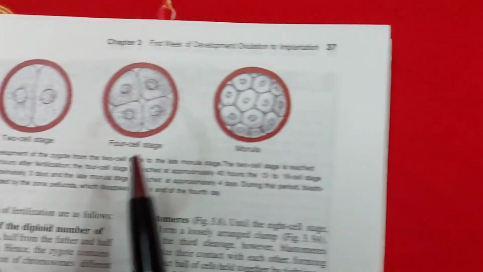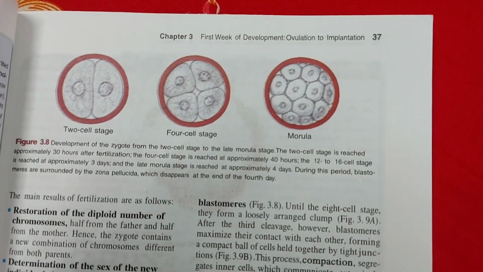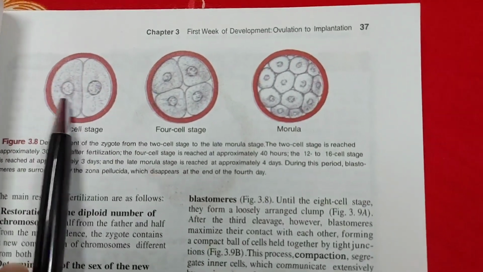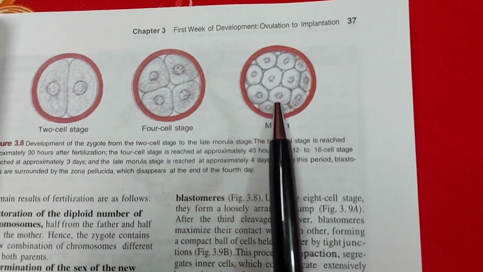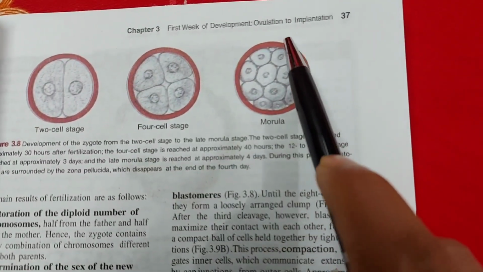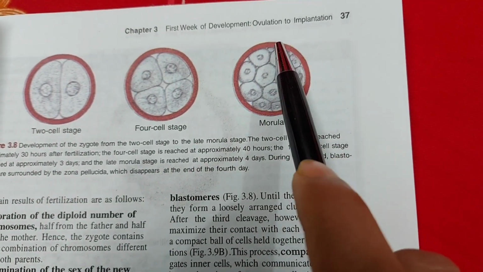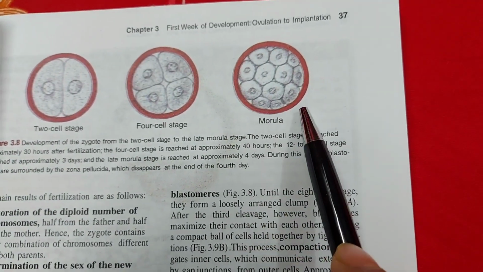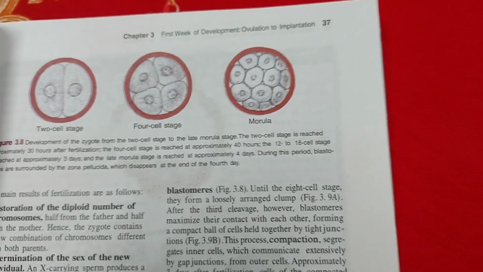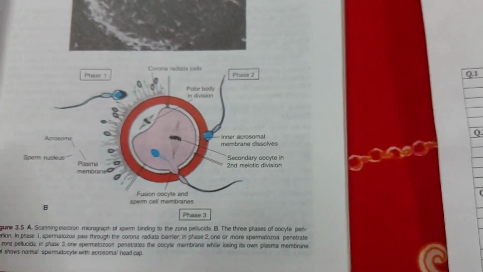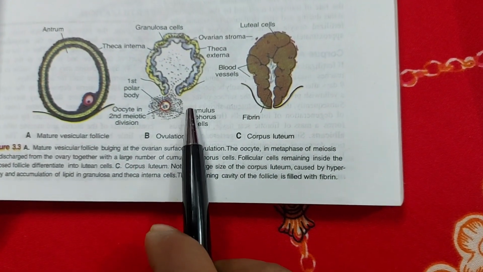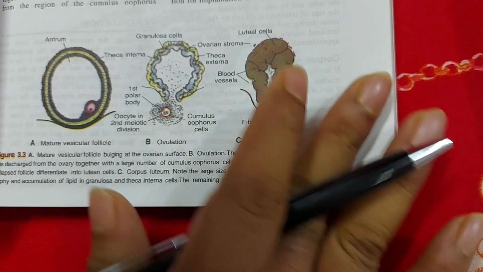Here we see the fertilized ovum in the 2 cell stage. Here is the 4 cell stage. Here is the morula, so we can see the morula stage. It is lined outside by a red boundary. So what is this red thing? If we look, all around the area the red thing is present. This red thing is the zona pellucida.